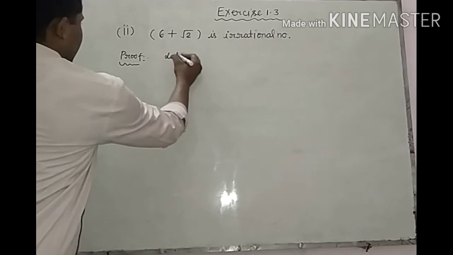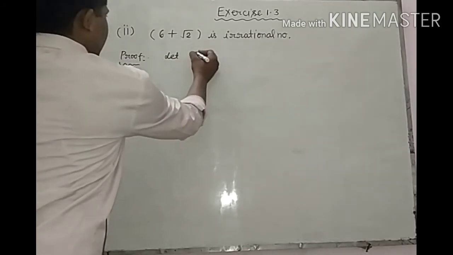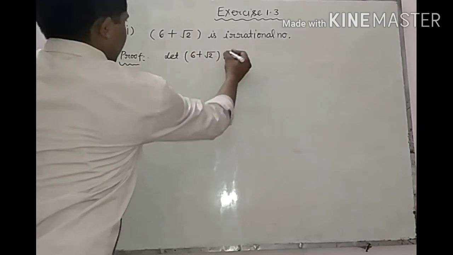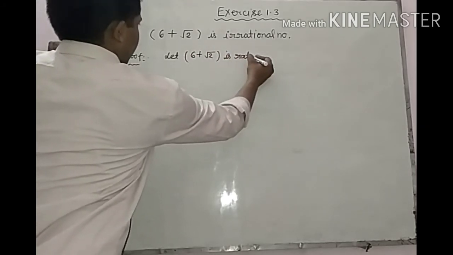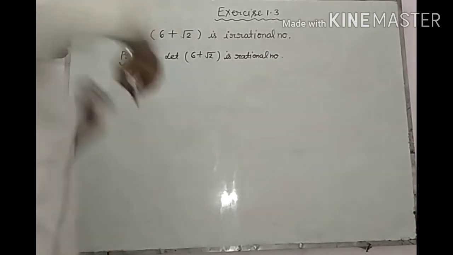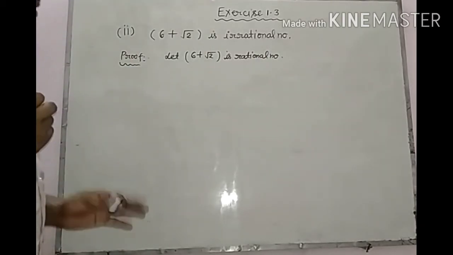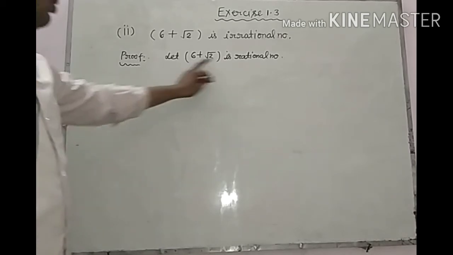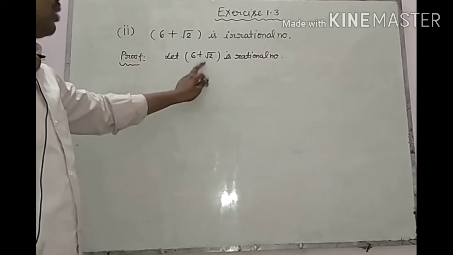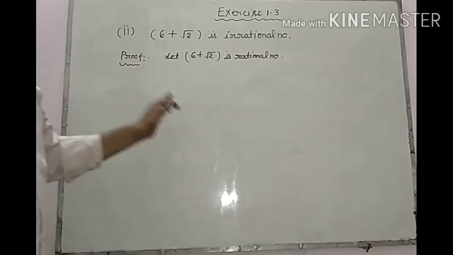Let 6 plus root 2 be a rational number. Students, first of all, we consider 6 plus root 2 is a rational number. So 6 plus root 2 can be represented in the form of a by b.